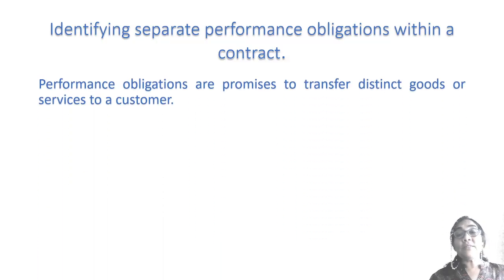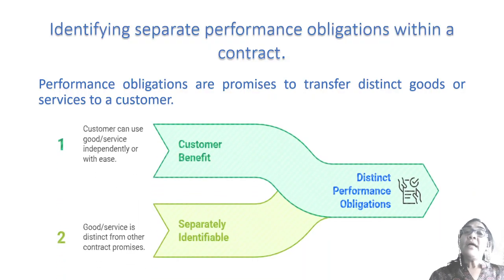The next step is to identify the separate performance obligations within the contract. The performance obligations are the promises to transfer distinct goods or services to a customer. A contract may include either a single performance obligation or multiple performance obligations. There can be multiple performance obligations if the customer can use these goods or services independently, or the goods and services are distinct from the main contract. For example, delivery of a machinery and the technical support to be provided for 12 months. These are 2 separate performance obligations.